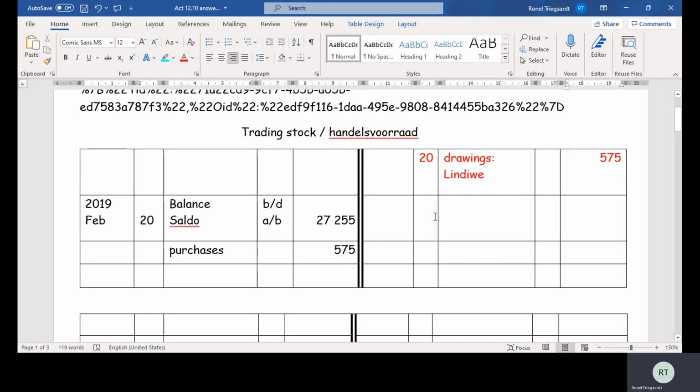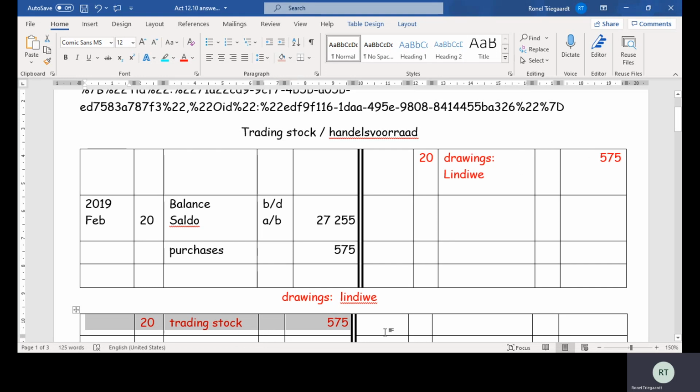Are you fine? Drawings Lindiwe is 100% correct because she took the things. Remember when you made this, if this was drawings, I just want to show you this account. If this is drawings Lindiwe, you wrote on the 20th, trading stock, I will make it red now. The amount 575. That is the entry that took place on the 20th. That's the entry. Can you see that? This part is 100% correct. That part is wrong. Do you understand that?